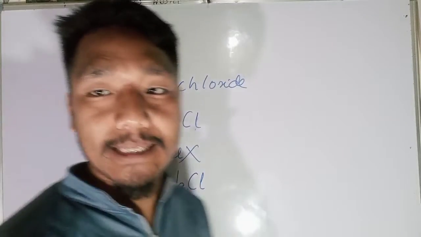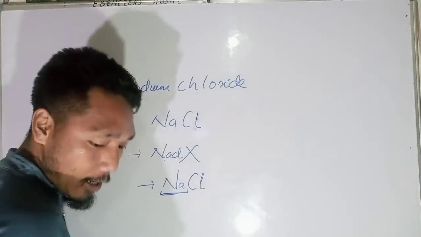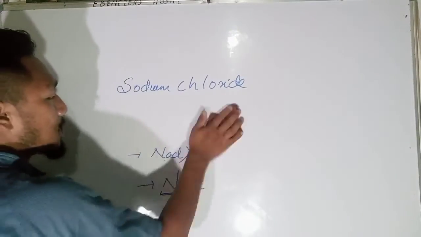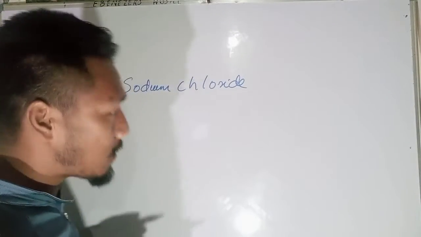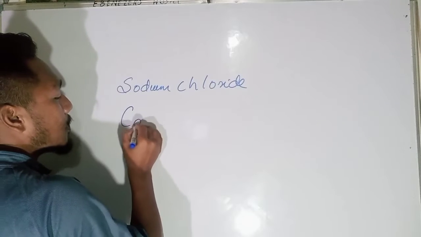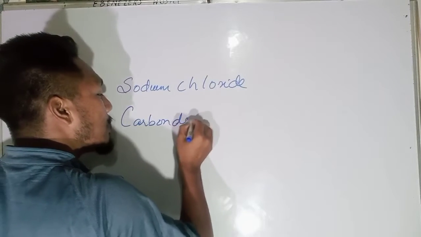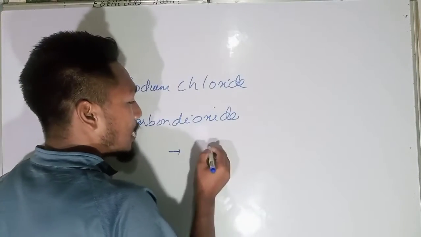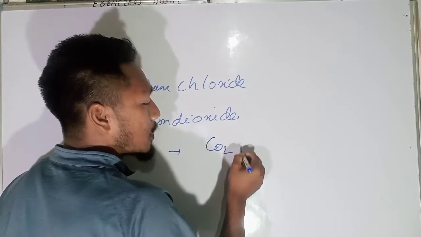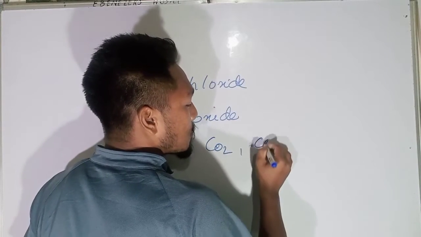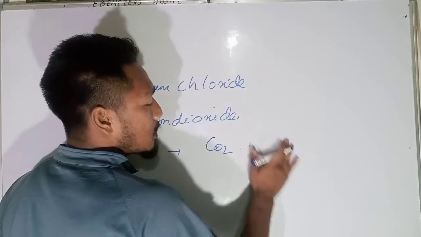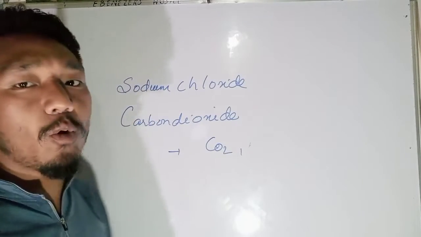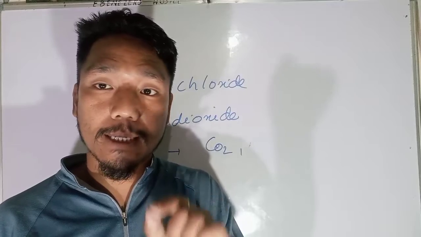This is NaCl. But if you talk about another compound like carbon dioxide, many students used to make mistakes when writing the formula of carbon dioxide. CO2 is correct, but how you represent it is where the mistake happens. Most of the students write it like this, with C capital and the second letter small. That's completely wrong.